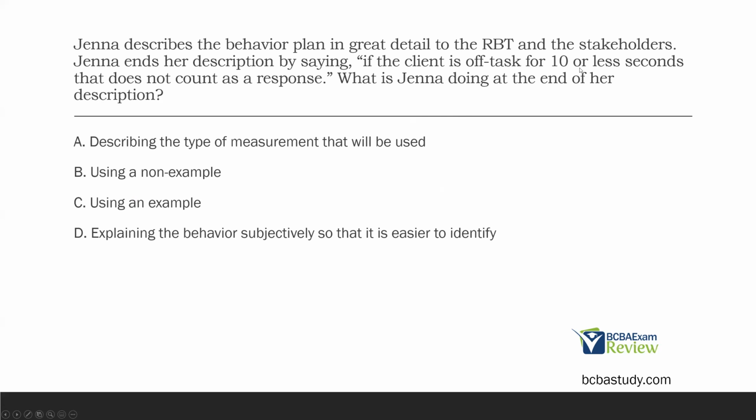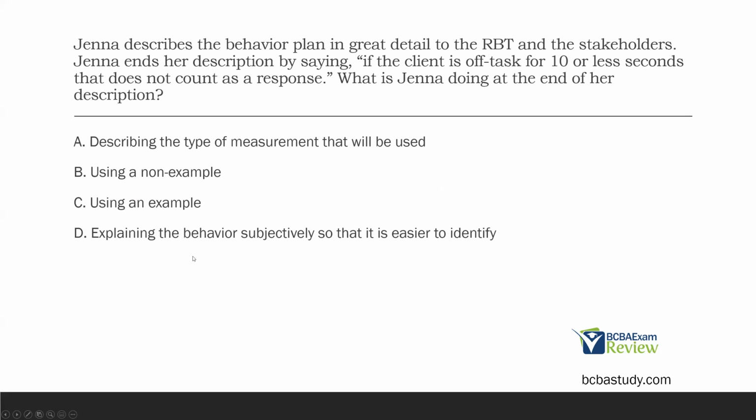The non-example of 10 or less seconds lets the RBT and the stakeholders know this is not an example of what we're looking for. Jenna is using a non-example. B is our answer. Read all of your answer choices, understand why they're wrong. C, using an example. This is not an example. This is a non-example. Big difference.